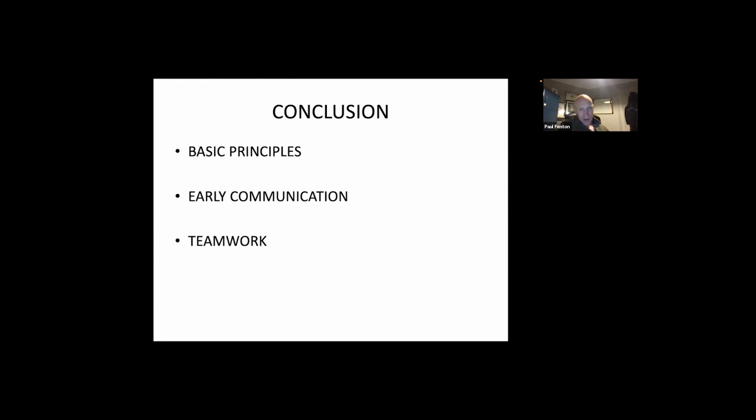So that's an overview. We've talked really about the basic principles and how we apply them. Probably the themes are around communication, right from the pre-hospital stage all the way through to the definitive reconstruction and the rehabilitation, and how we work as a team to try and deliver the best outcomes for these patients. And that is me.